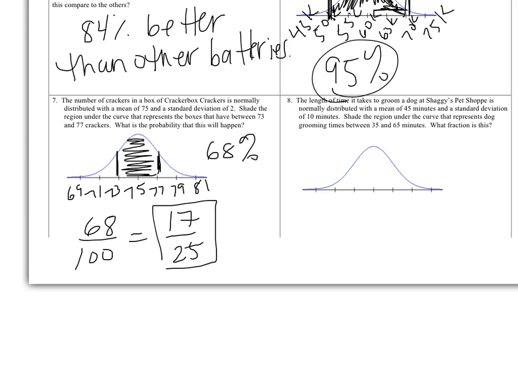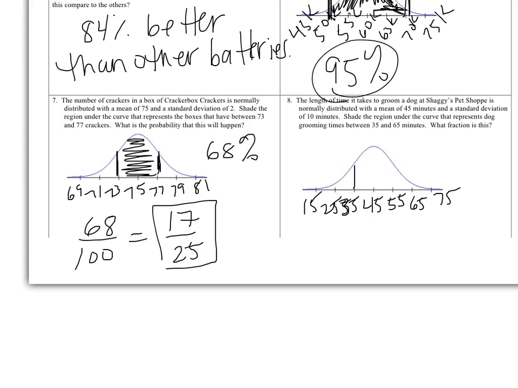All right, now number 8 is a little bit more involved than that. The length of time it takes to groom a dog at Shaggy's Pet Shop is normally distributed with a mean of 45 and a standard deviation of 10. So we're going to go up to 55, 65, 75, and backwards to 35, 25, and 15. Shade the region under the curve that represents the dog grooming between 35 and 65.